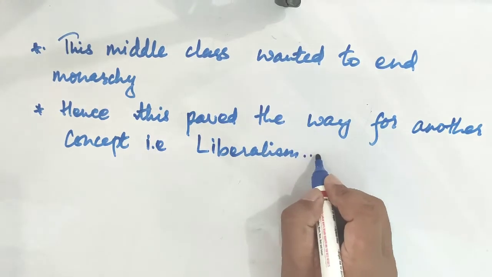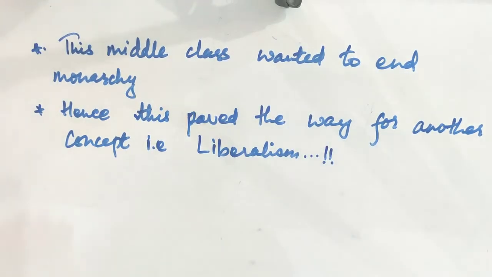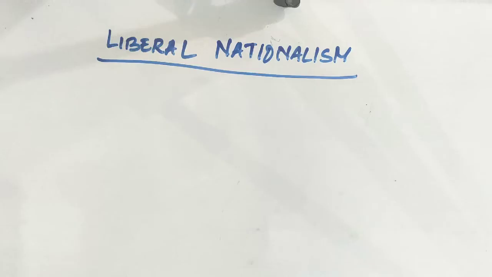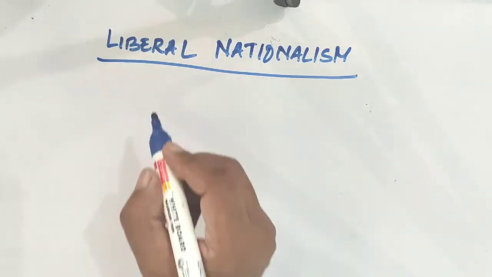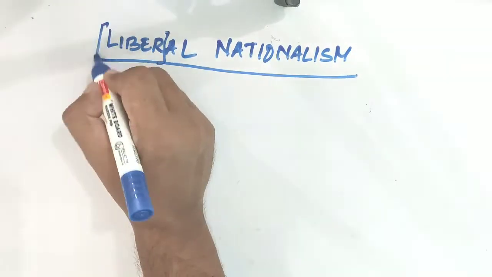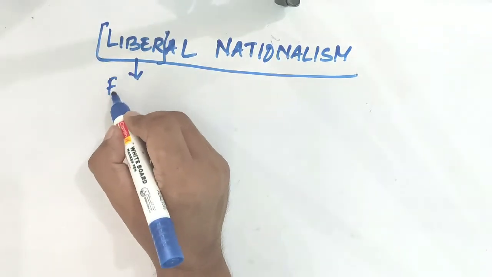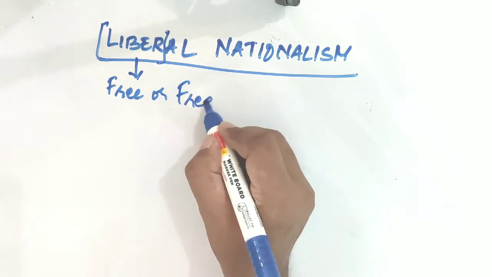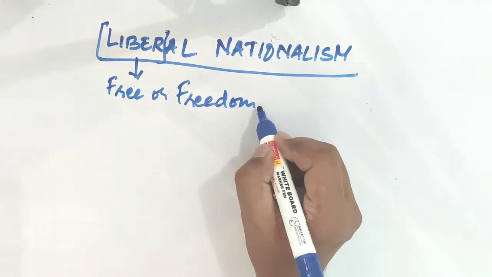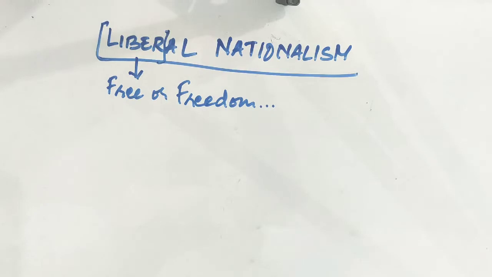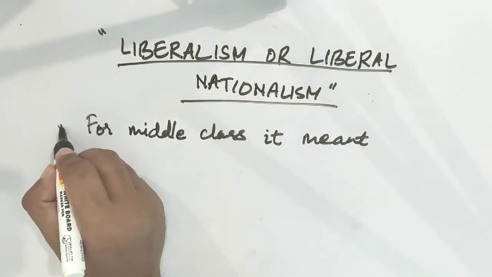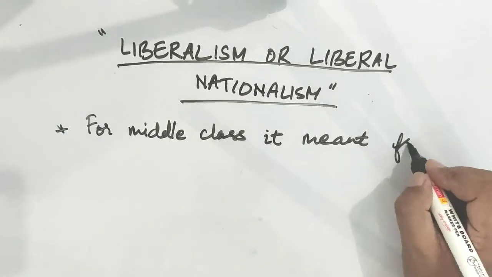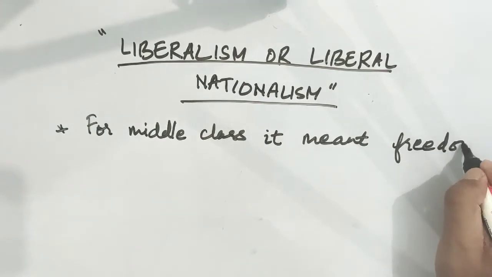As the middle classes wanted to end monarchy from their territories, this paved the way for another concept, that is liberalism. So now let's talk something about liberal nationalism. The term liberalism means freedom. It has been derived from the Latin word liber, which means to free. Liberalism had different meanings for different people in Europe.